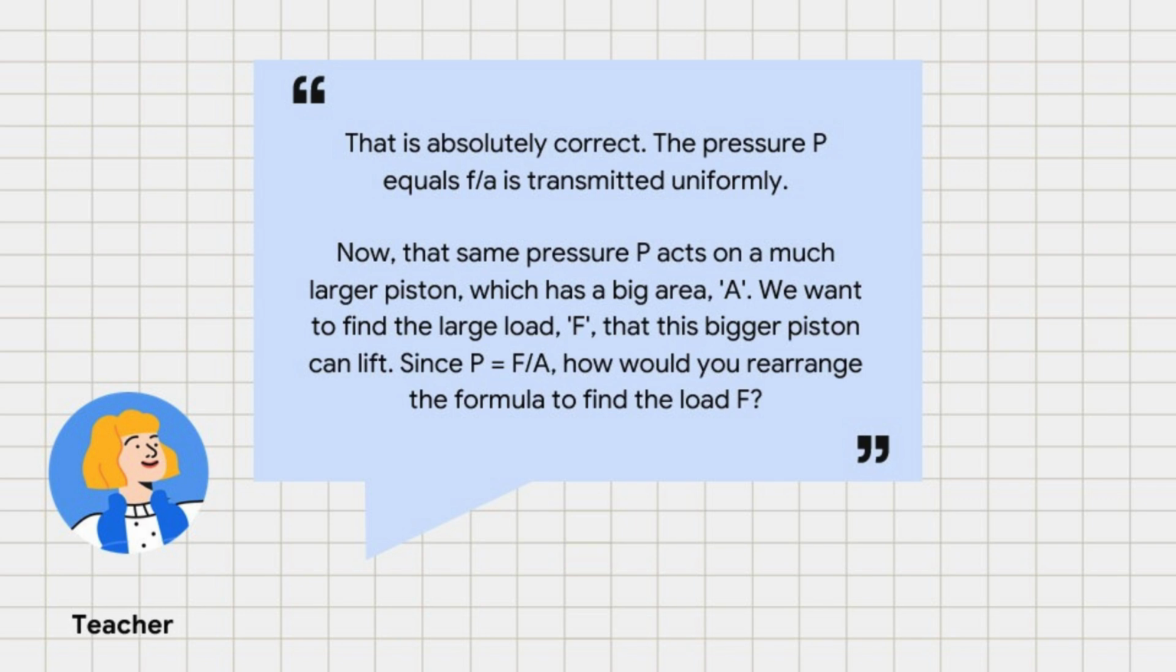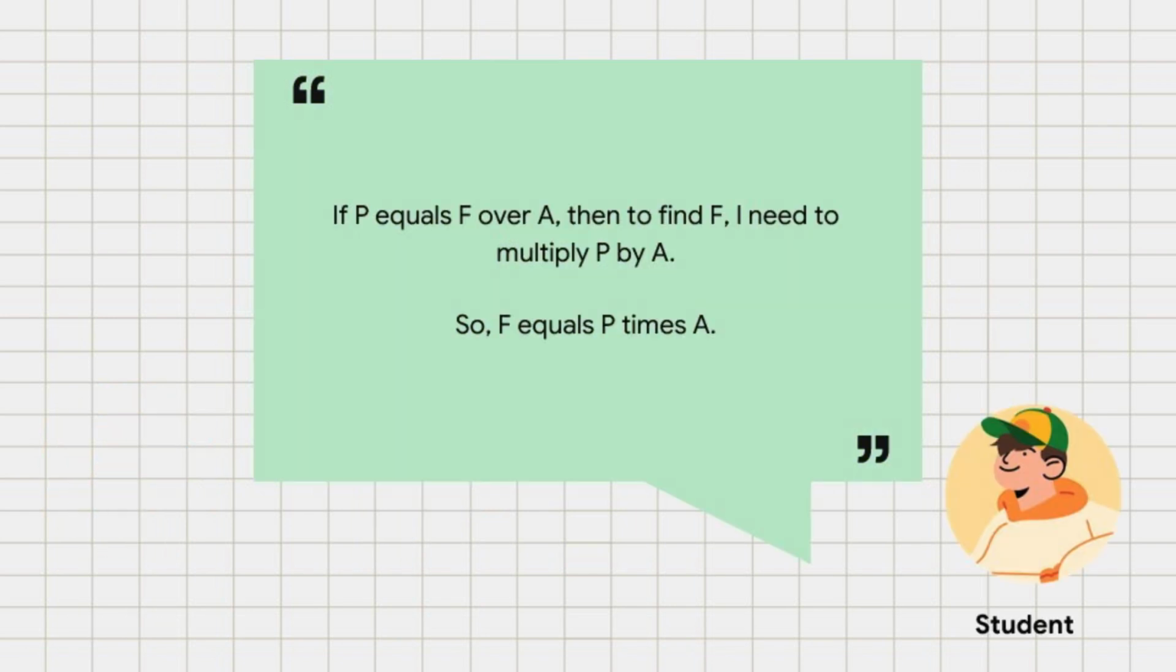Now that same pressure P acts on a much larger piston, which has a big area, A. We want to find the large load, F, that this bigger piston can lift. Since P equals F/A, how would you rearrange the formula to find the load F? If P equals F over A, then to find F, I need to multiply P by A. So F equals P times A.